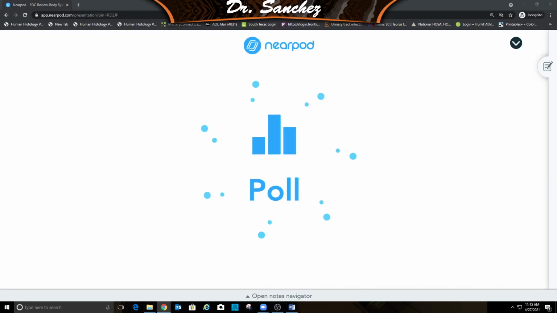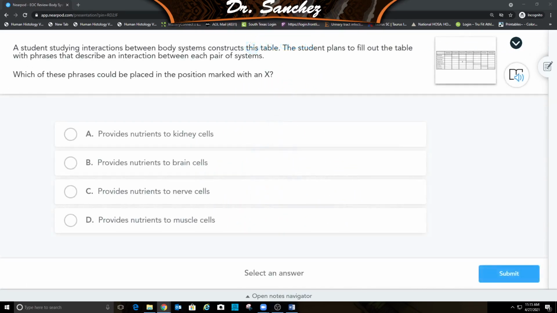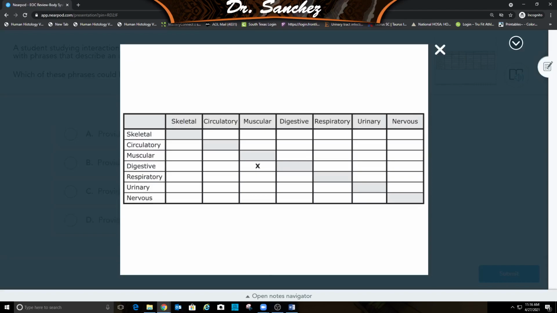This next one's a funky one, but we're going to break this down and you'll get it really easy. A student studying interactions between body systems constructs this table. The student plans to fill out the table with phrases that describe an interaction between each pair. Click the picture and make it big. That's all you need to see. We're going to actually break this down.